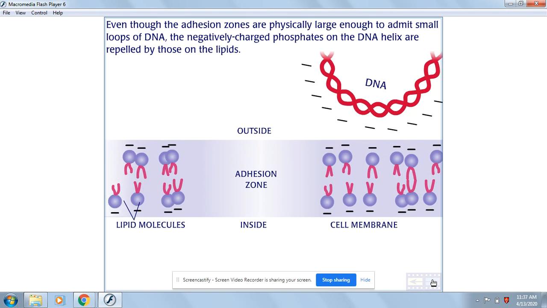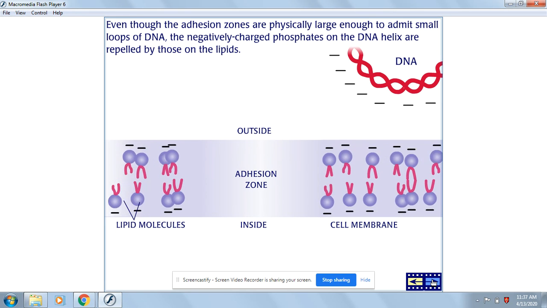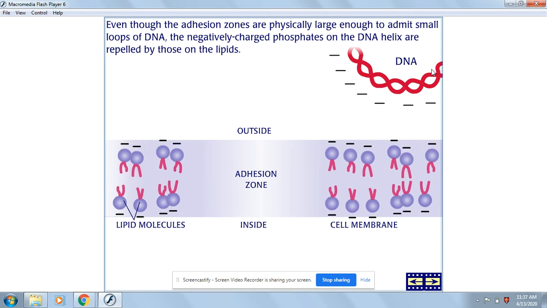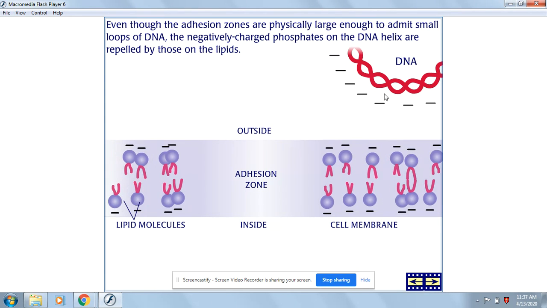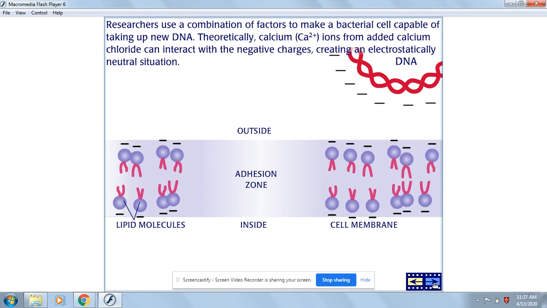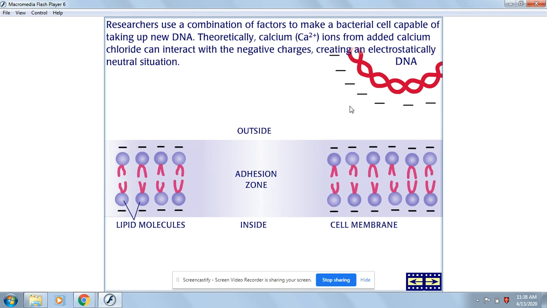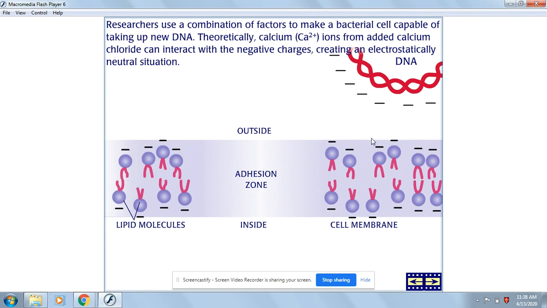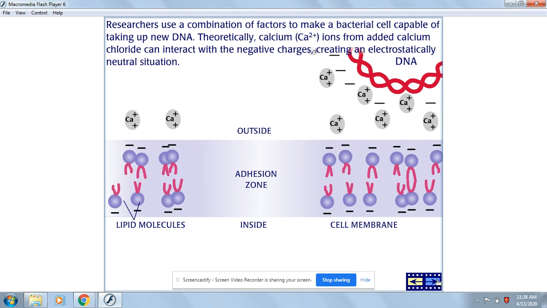But it can be made easier with the help of some specific solutions. As we add DNA, by virtue of its negative charge, it gets repelled. But it can be made easier with a particular solution, called calcium chloride solution. This calcium chloride imparts a positive charge. It interacts with the negative charge, on the lipid molecules on one side and the DNA molecules on the other, and it creates an electrostatically neutral situation. Under this neutral situation, the calcium ions interact with lipid molecules, as well as the DNA molecules.